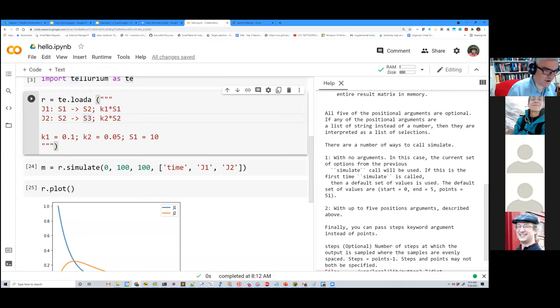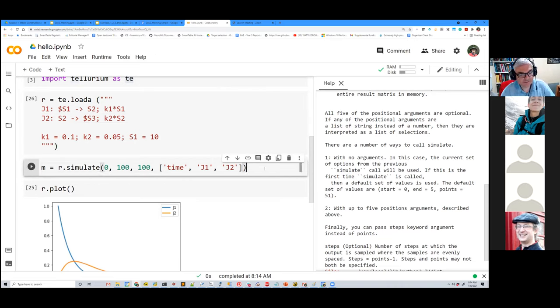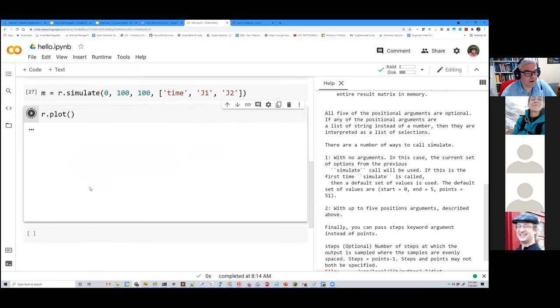And so I need to keep those fixed if I want to simulate the kind of thing that a living organism experiences. And there are two ways to do it. The quick way is just to put a dollar sign in front of the species, and that tells the program that these are actually fixed and will not change. What happens internally is it just doesn't generate a differential equation for S1 and S3. So let's run this and see what happens. Run that, and then run the plot.